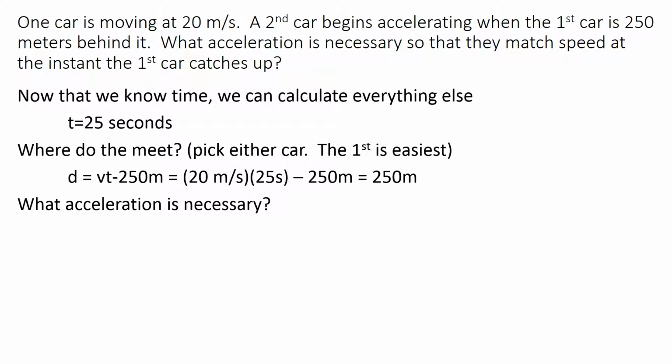What is the acceleration that's necessary? Well, since we know the time and we know the distance and we know the velocity, we've got pretty much everything that we need in order to calculate acceleration. We didn't really have to do even the distance calculation. The acceleration is equal to the change in velocity divided by time. We know that the second car is going the same speed as the first, 20 meters per second from its starting velocity of 0. So the change in velocity is 20, divided by the 25 seconds that it took for them to meet, and we have 20 over 25, which is 0.8 meters per second squared.